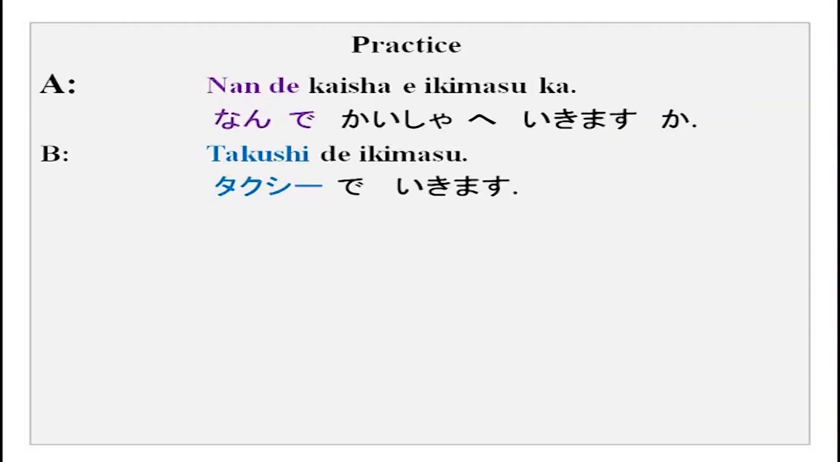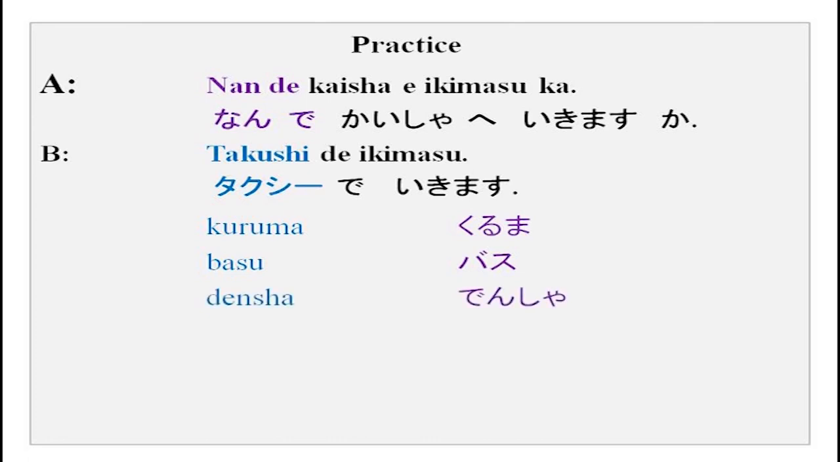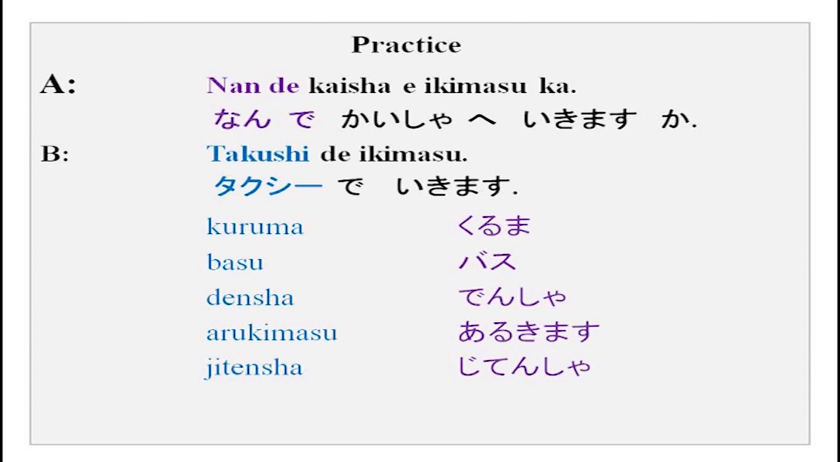Now, you can see over here, that's exactly what is given. Nan de kaisha e ikimasu ka? Takushi de ikimasu. I go by taxi. So, basic meaning of de is by, with the help of. Kuruma de ikimasu. Bus de ikimasu. Densha de ikimasu. And of course, there is one word over here. Arukimasu. Arukimasu means to walk. Jitensha de ikimasu. Shinkansen de ikimasu.